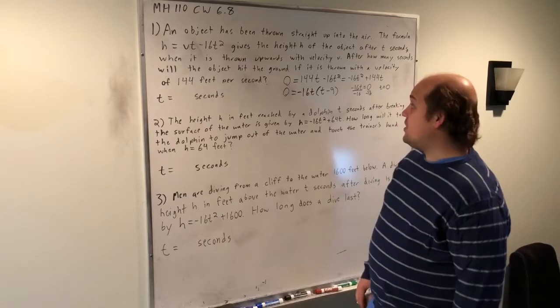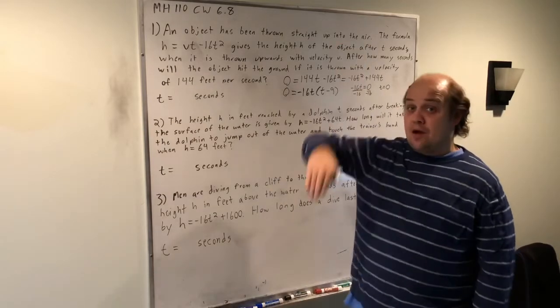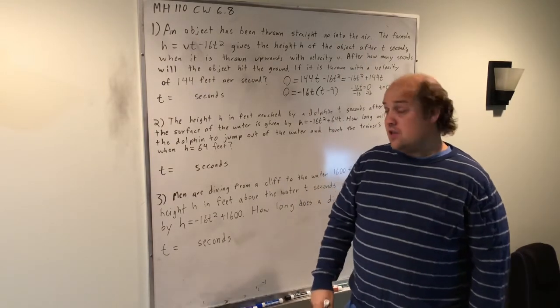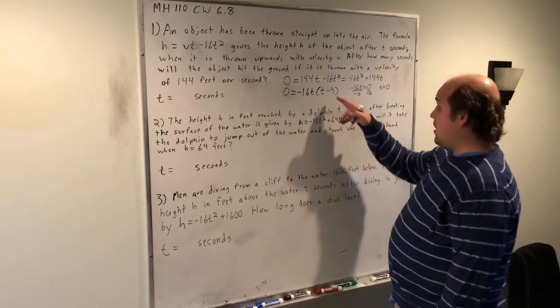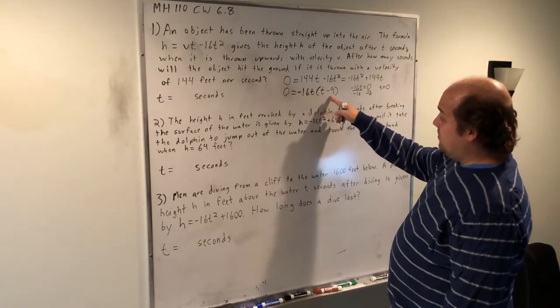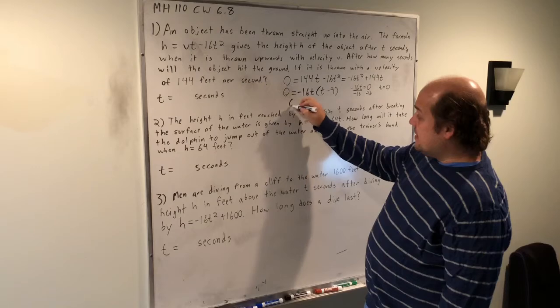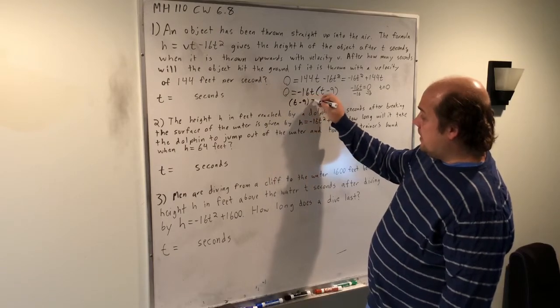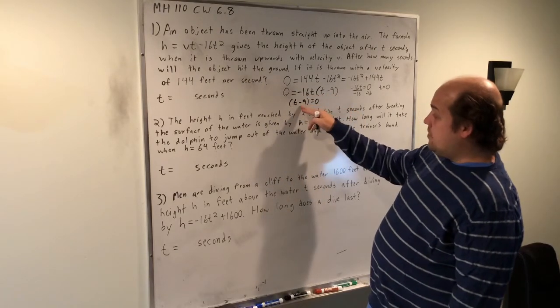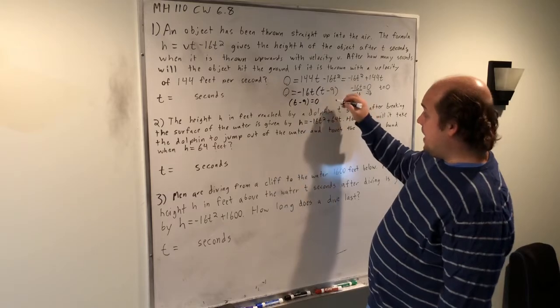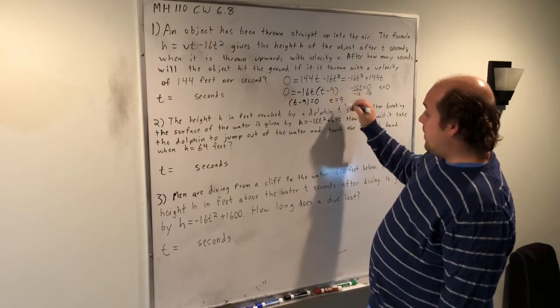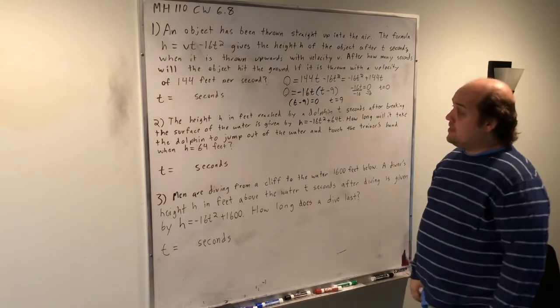They really want us to know when it goes up and then comes back down and hits the ground. So in order to find that answer, I need to look at this second factor, t minus 9. If I set this second factor, t minus 9, equal to 0, I need to move this 9 to the other side by adding 9. So I would get a final answer of t equals 9.